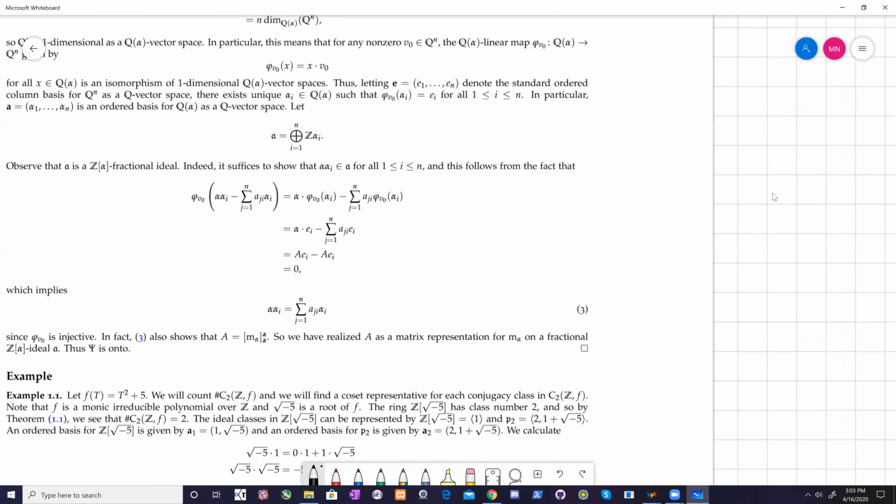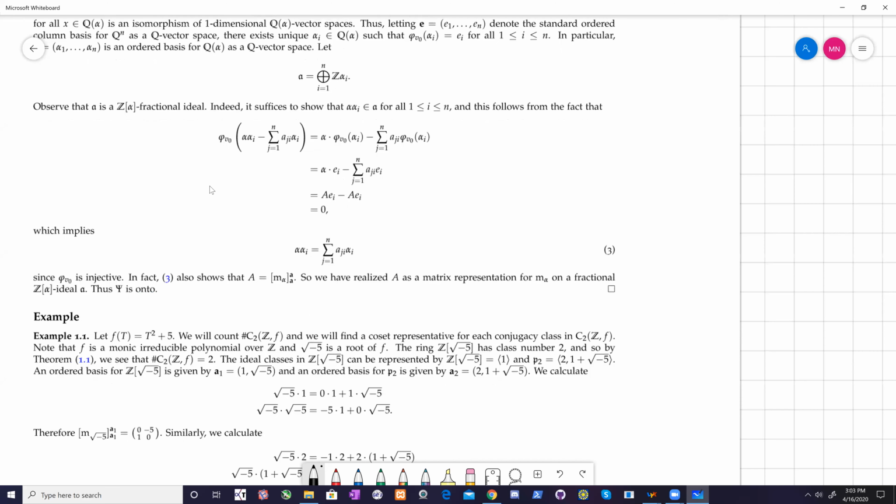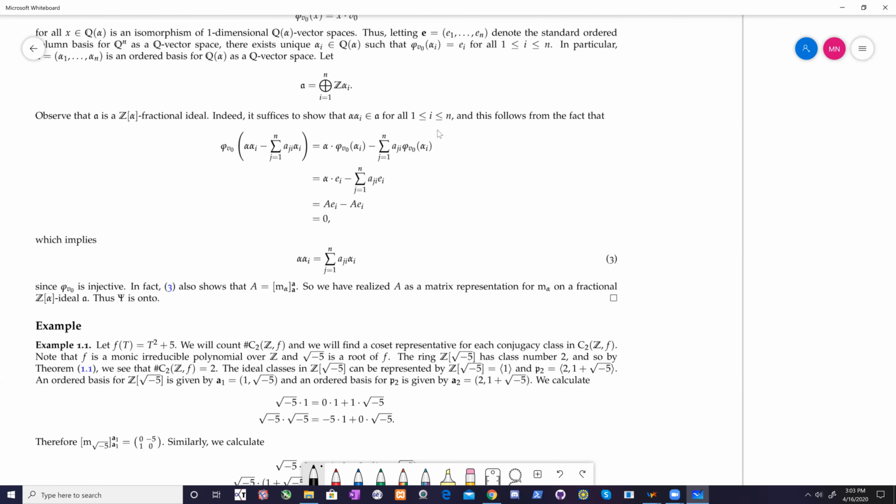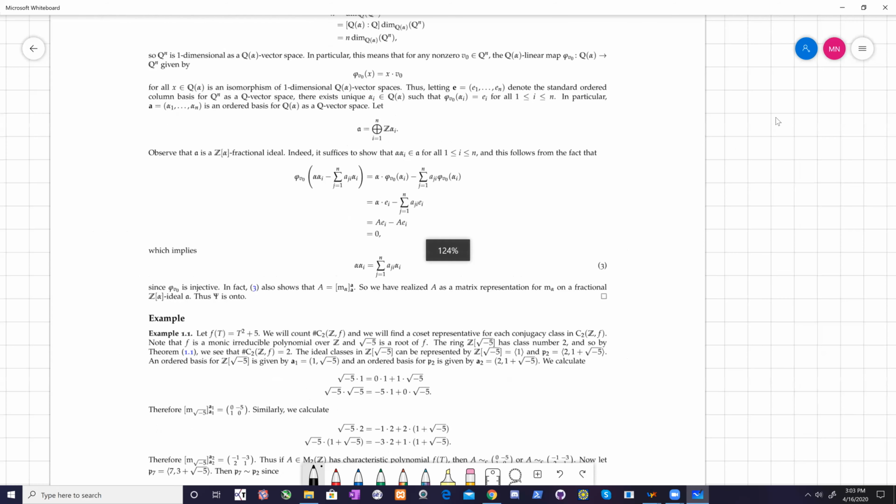This is an ordered basis for this math frac A as a Z module, or as a free Z module. And in fact, when you do this calculation here, you realize that alpha times alpha_i is equal to a_ji alpha_j. Where did these a_ji's come from? Well, they came from this matrix A here. So when you do this calculation, you see that A is exactly the matrix representation of m_alpha with respect to the ordered basis A. So we have realized A as a matrix representation for m_alpha on a Z[alpha] fractional ideal. Thus, capital Psi is onto. So that's the proof of the theorem.